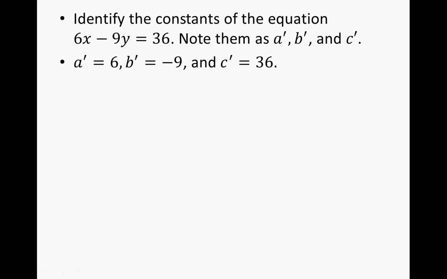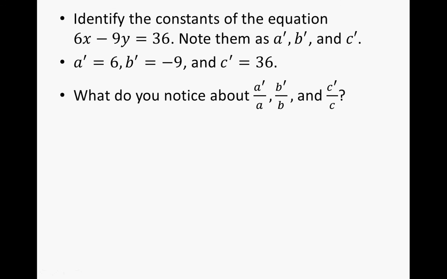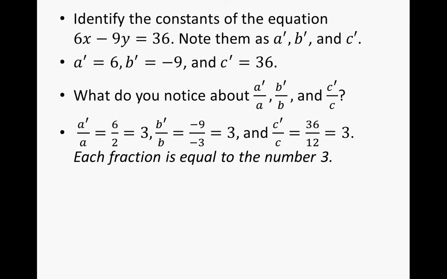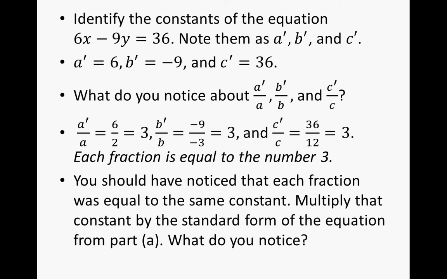So what do you notice about the relationship between a prime and a, b prime and b, and c prime and c? Well, a prime to a is 6 to 2, which is 3. B prime to b is negative 9 to negative 3, which is 3. And c prime to c is 36 to 12, which is 3. So each fraction is equal to the number 3. So you should have noticed that each fraction was equal to the same constant.